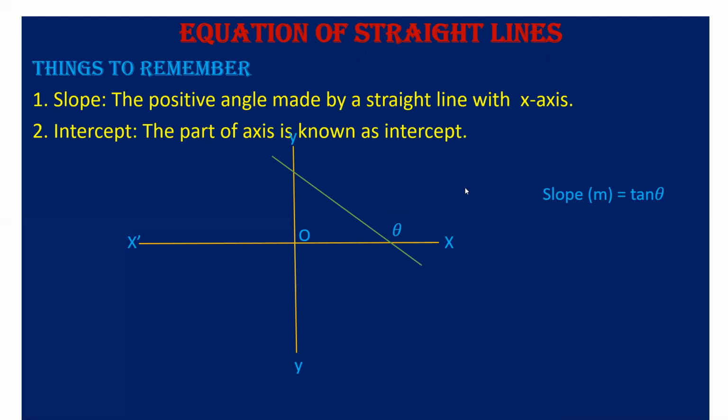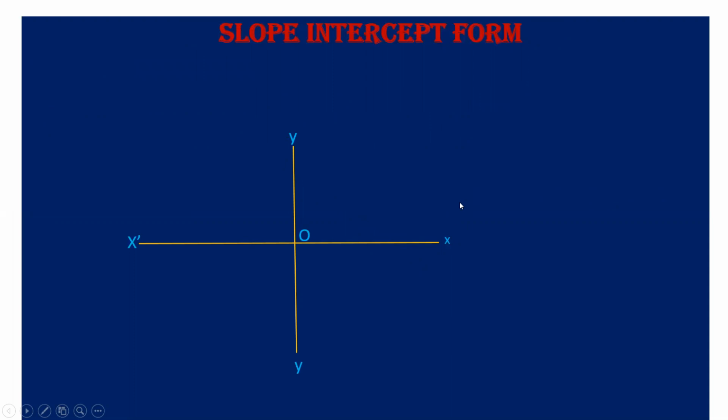Now, we are going to discuss some very important forms which are used to find the equation of the straight line. Whenever we have to find the equation of the straight line, we use these forms. The first one is the slope intercept form. Look at the axes here, x-axis and y-axis. Now you can see here the straight line and the angle theta, which is made by the straight line with the x-axis, and this theta gives the slope of the line. And here you can see the y-intercept.